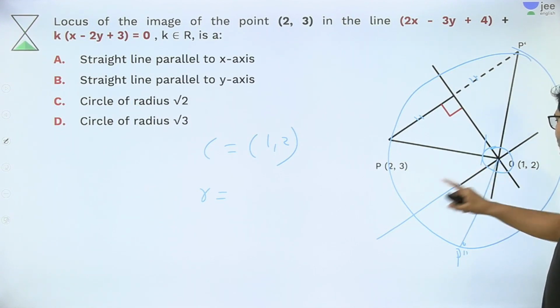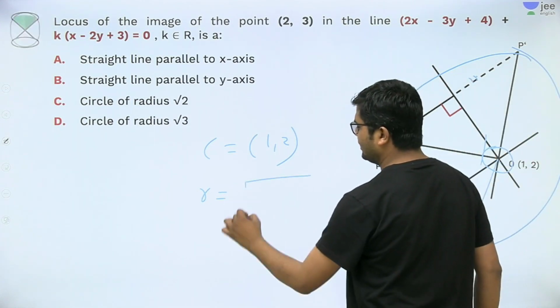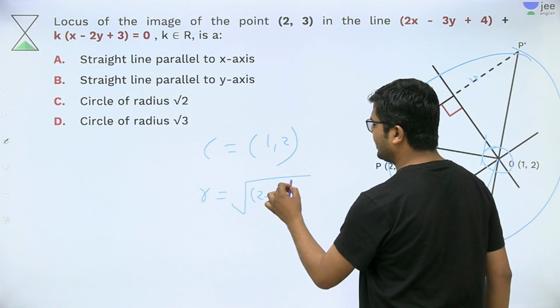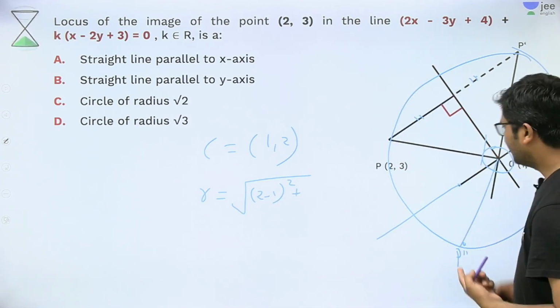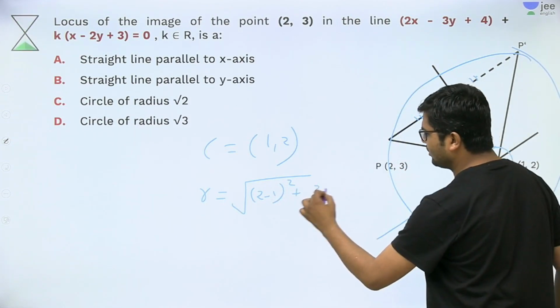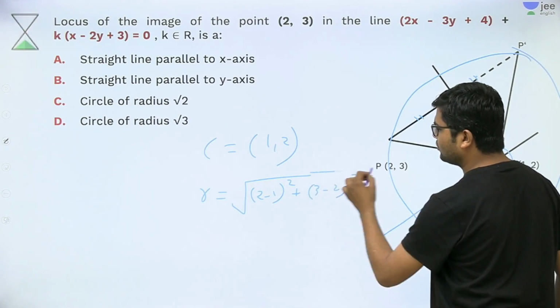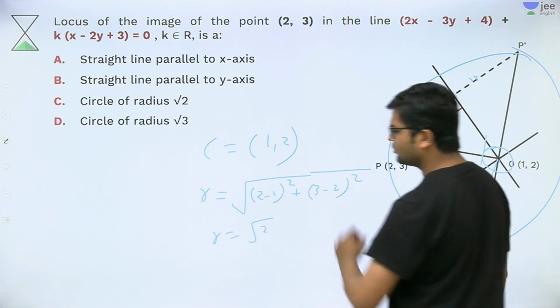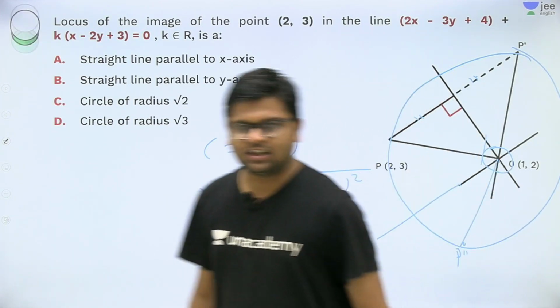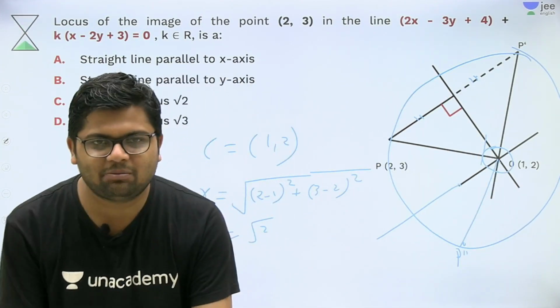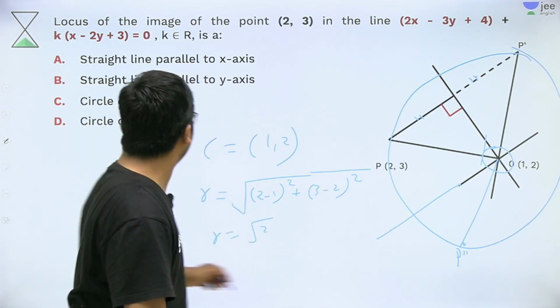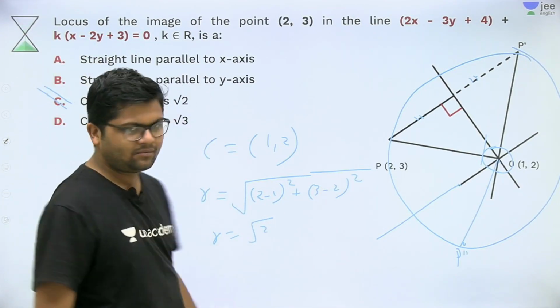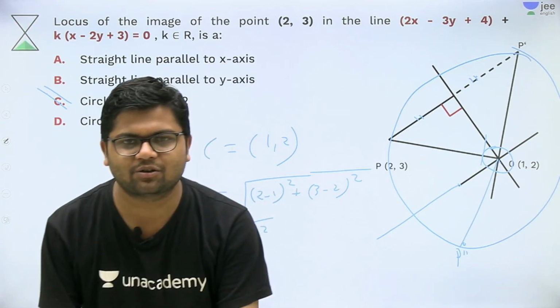So radius will come out with the square root of (2 minus 1) square plus (3 minus 2) square. So this will come out to be R is equal to root of 1 plus 1, which is root 2. So the radius of this locus will be root 2. So the answer will be C for Calcutta. Got the point? Very good, very good.